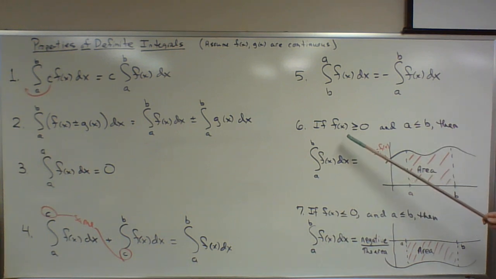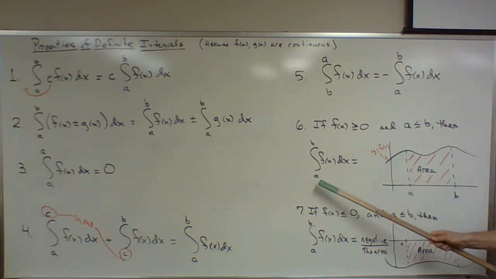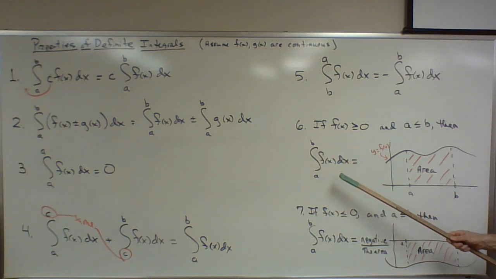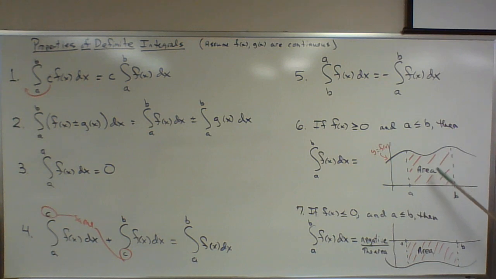So if f of x is non-negative, the graph lies above the x-axis, and the integral from a to b of f of x is the area between the graph of f of x and the x-axis between x equal a and x equal b.